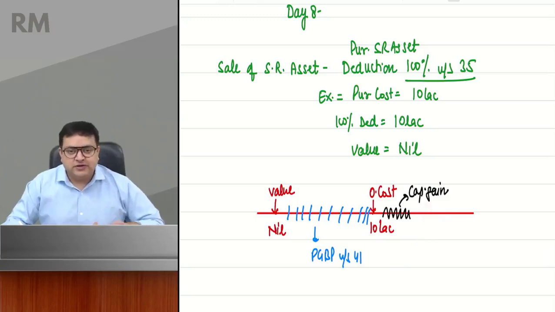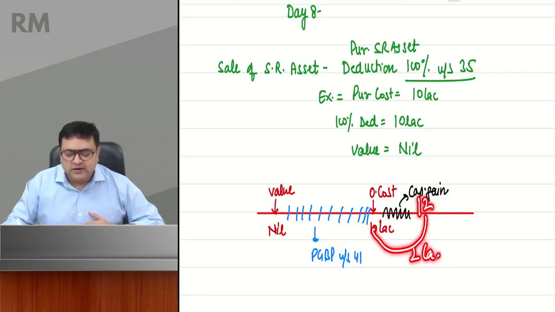And if it is a short-term asset, if it's a short-term sale, you are selling it within 1 year, 1.5 years, or 2 years, not more than 2 years, then again it is short-term. In short-term, we don't do indexation. So if you're selling it for 12 minus 10, 2 lakh would be your gain.